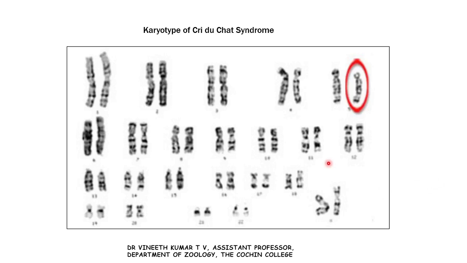So this is the karyotype of Cri du Chat syndrome, where you can see the length of the short arm. Here the banded portion is absent. This particular portion of the 5th chromosome, in one of the homologs, is deleted, and that will result in Cri du Chat syndrome.